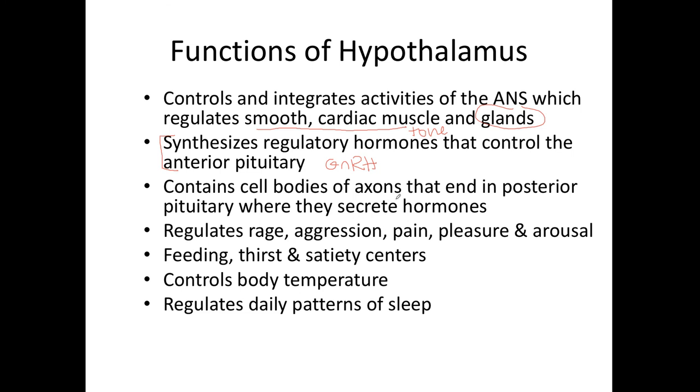It contains cell bodies of axons that end in the posterior pituitary where they secrete hormones. So one of these is everybody's favorite hormone because it's a feel-good one, and that is oxytocin. So oxytocin gives us the pleasure of feeling feelings like love and friendship, as well as acting on smooth muscle to control processes like, for example, sexual climax and also labor and delivery of a baby. It also regulates rage, aggression, pain, pleasure, and arousal due to its connections with the limbic system.